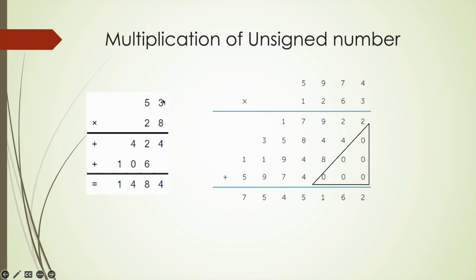So generally we call 53 the multiplicand. The first number is called the multiplicand and the second number is called the multiplier. Multiplication starts from the units place of the multiplier. So here we have 8 in the units place. 8 is multiplied with each bit of the multiplicand and the partial product is written like this.